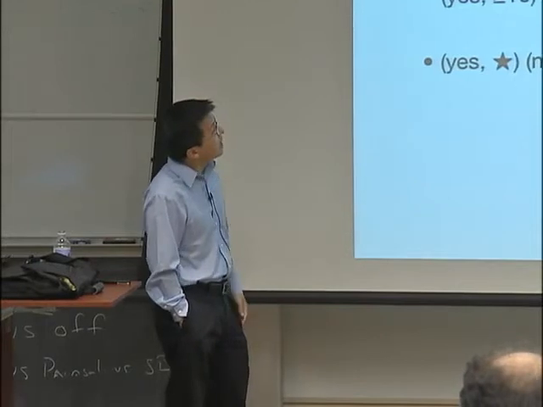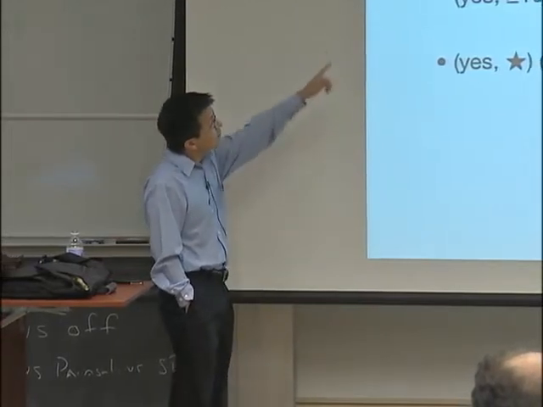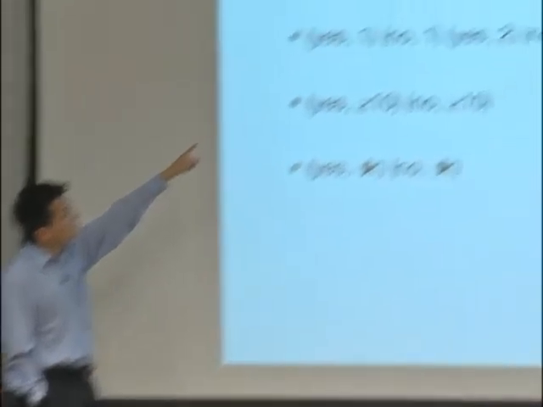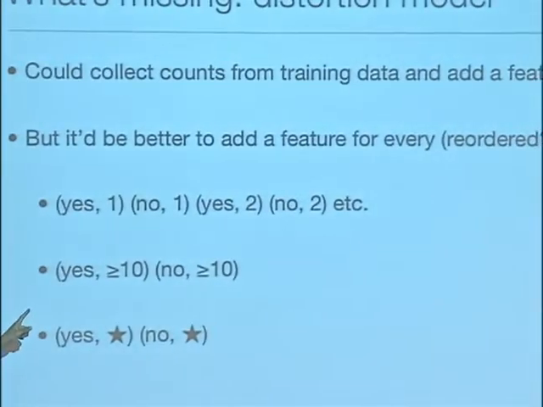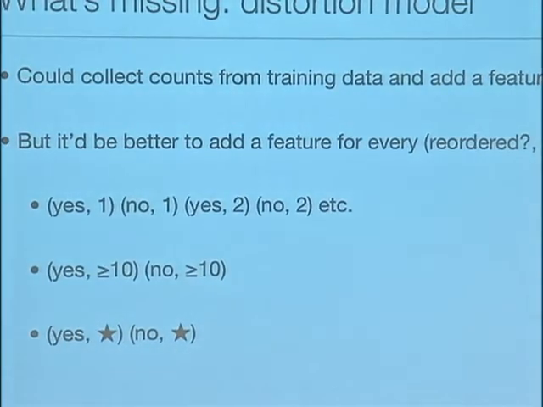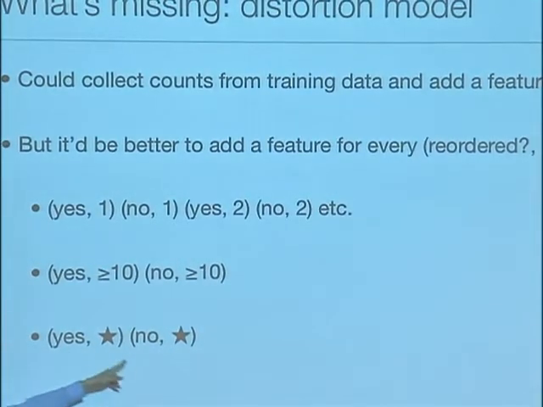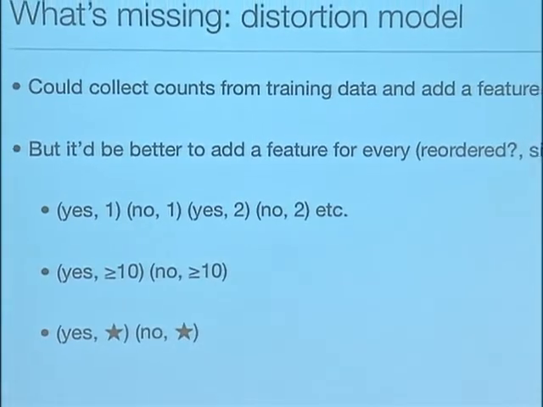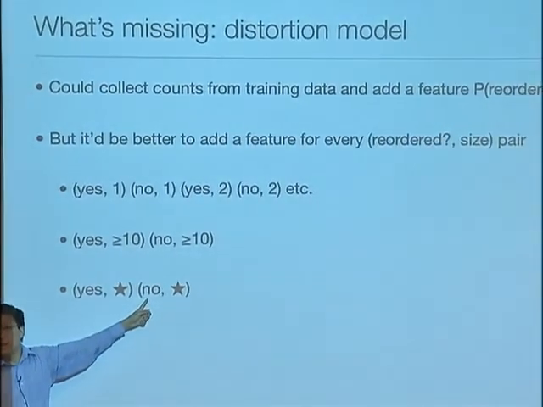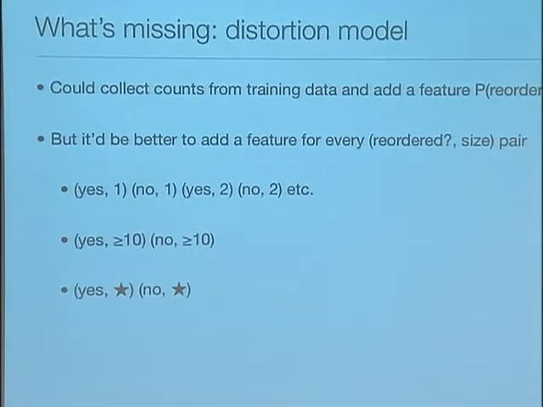So we could do that better if we had separate features for various pairs. We have a feature for reordering of a block of size 1. And we have a feature for not reordering a block of size 1. And we have a feature for reordering a block of size 2, and so forth. And for good measure, we might throw in another feature that says, in general, this feature fires whenever I perform a reordering, and this feature fires whenever I don't have a reordering. So the star is a wild card.